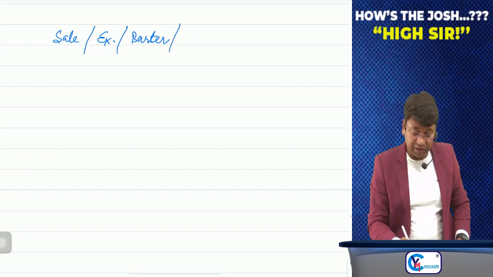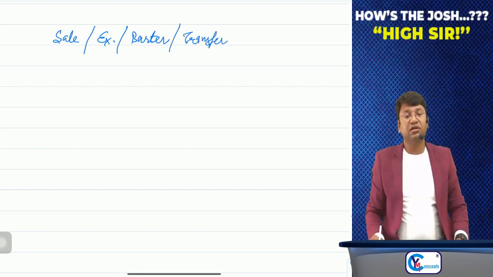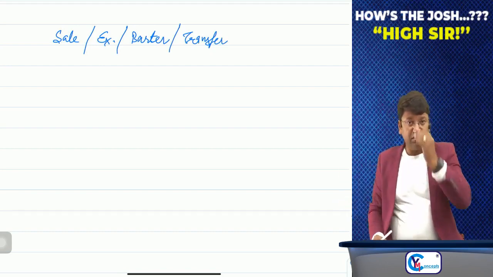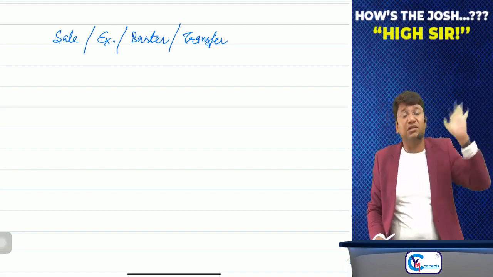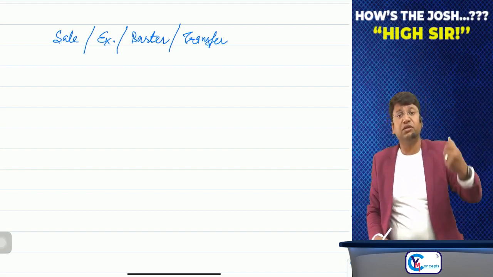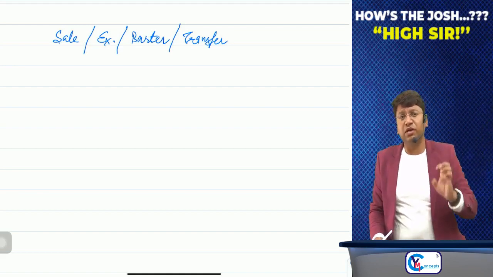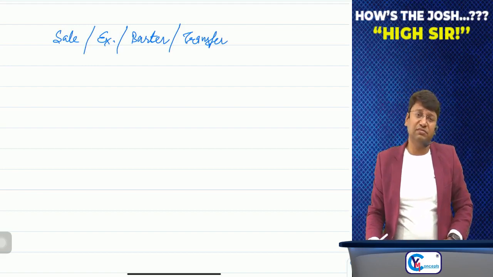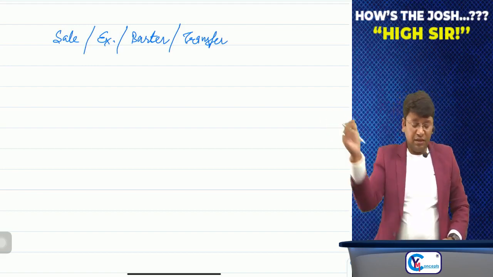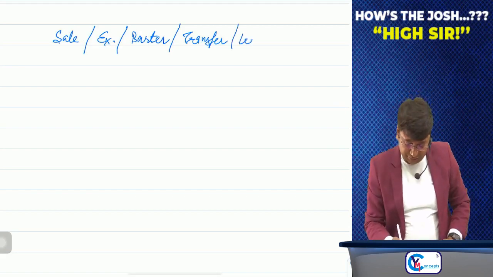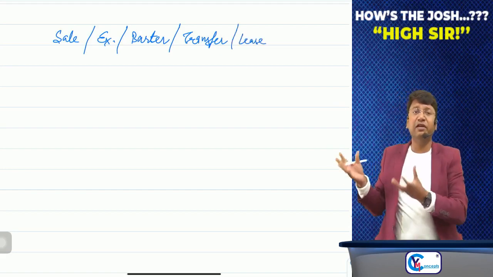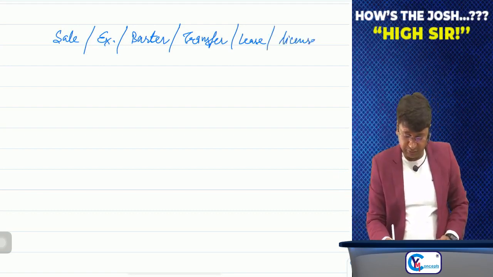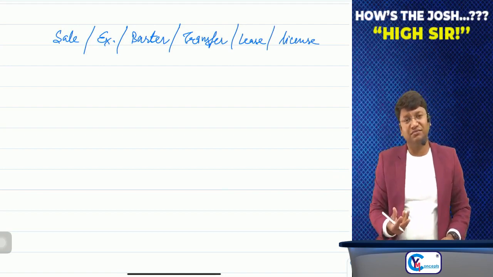Sale, exchange, barter, transfer. Sir, I am transferring the assets of my business to any of my other branch located in, suppose I am located in Maharashtra, another branch is located in Chennai. I am transferring the goods or services to that branch. Yes, it is also supply. Sir, sale, exchange, barter, transfer, lease. Sir, any lease, I have given any machinery on lease to you, finance lease, operating lease, etc. Sir, license to operate a software.